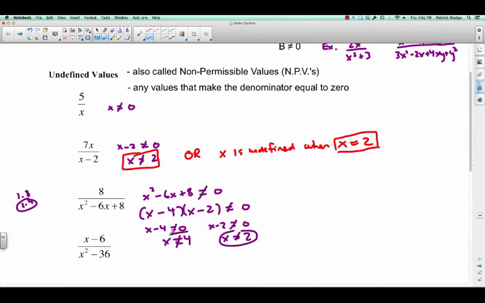Again, why is x not allowed to equal these two amounts? Because if you put 4 in here, you're going to end up with 0 on the bottom. If you put 2 in here, it's going to equal 0. Can't have that. These are your non-permissible values, or undefined values.